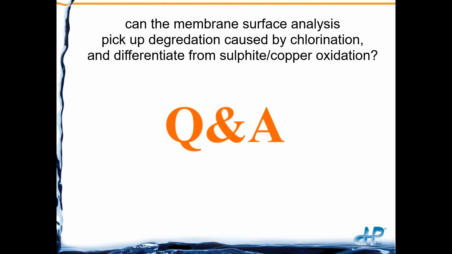The actual surface analysis generally will not show it. So my answer is going to be no. I've never seen that we can pick that up. The sulphite or the copper oxidation, it will show those laying out on the membrane itself, and it'll give us a clue, but it will not give us a particular, yes, this is what caused it. It'll just show that they're on there.